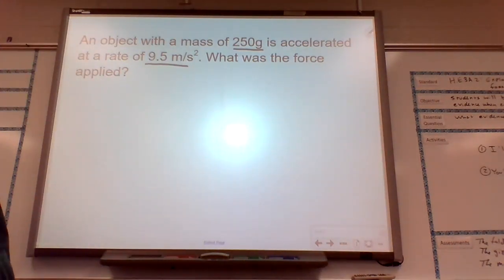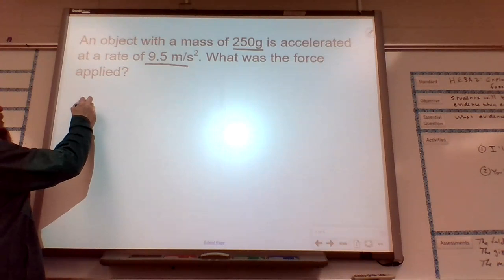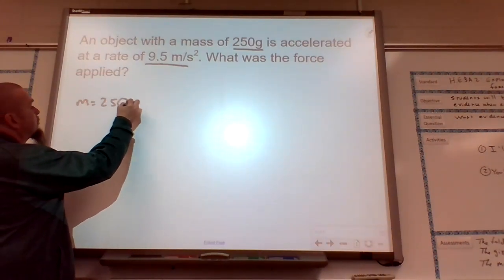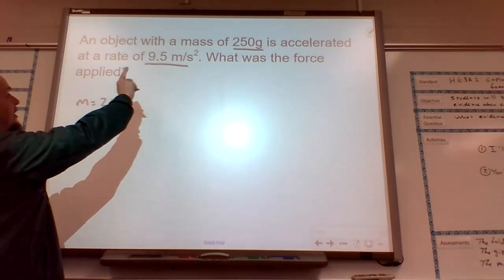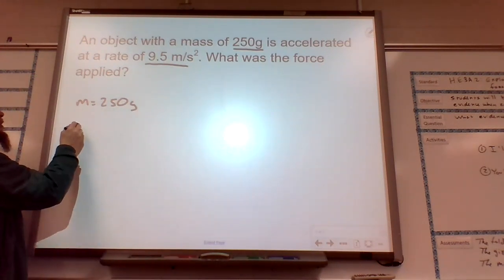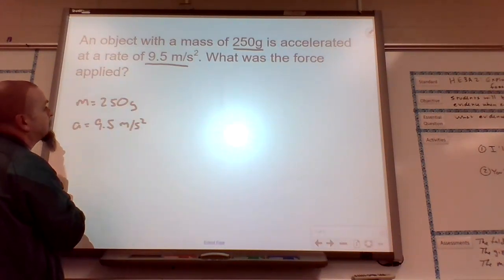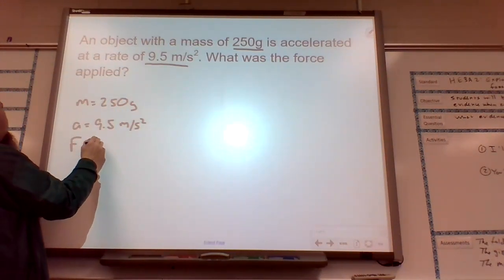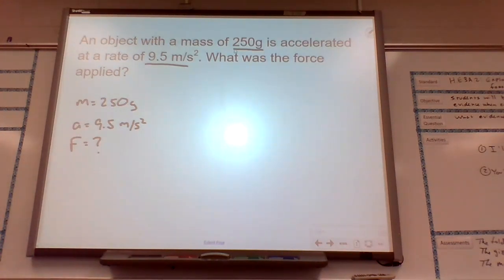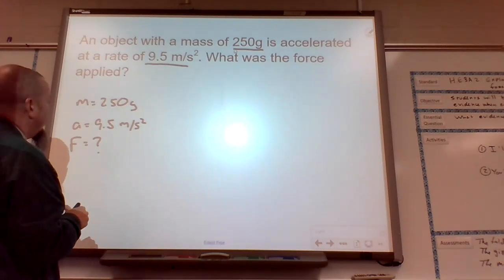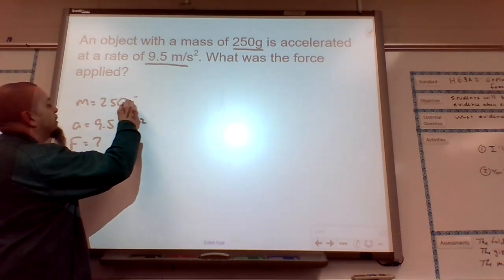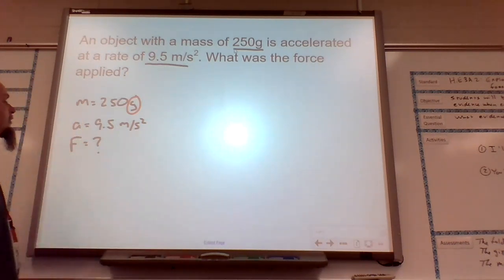We have a mass of 250 grams, so M is 250. And it accelerates at a rate of 9.5 meters per second squared, so that's A. What is the force? We're looking for N. So we have everything we need to solve this problem with one tiny issue, and that is the unit on my mass. The unit there is grams, and we have to have kilograms.